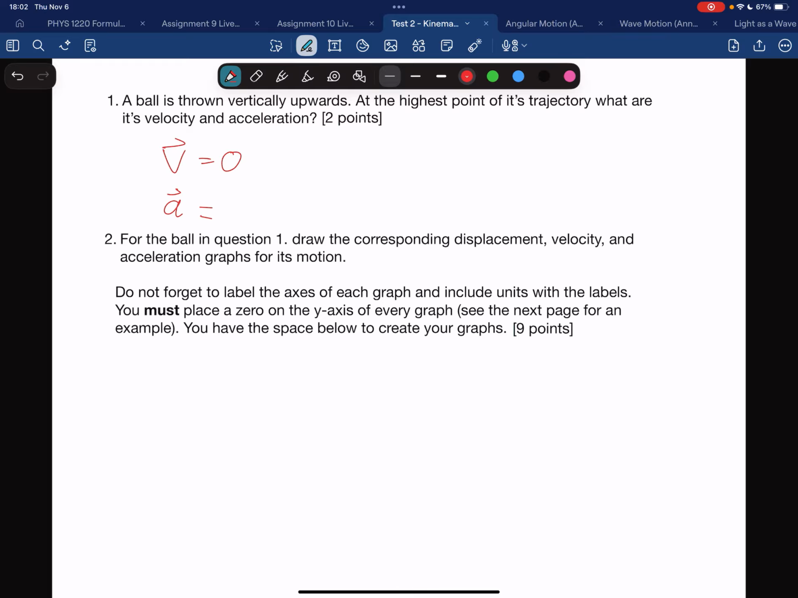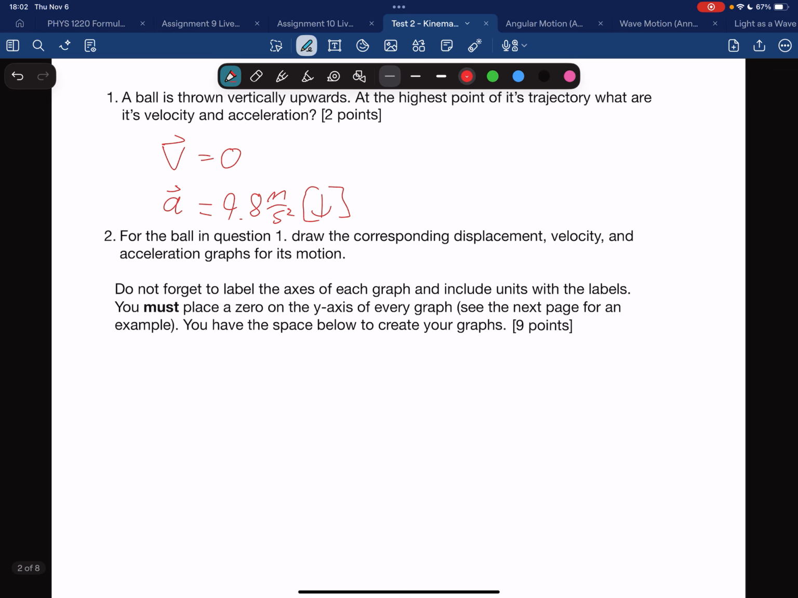Now the entire time it's in the air, it has a constant acceleration of 9.8 meters per second squared downwards due to the acceleration of gravity. So that was question 1.